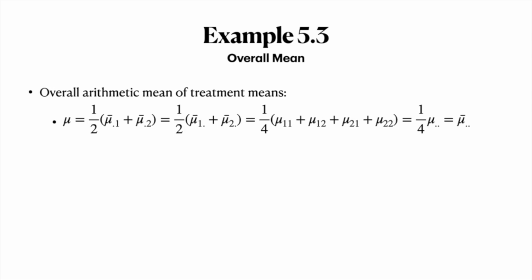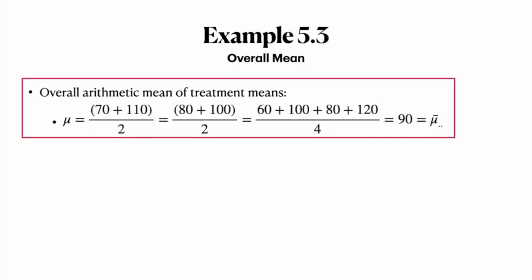We can calculate it as the arithmetic mean of the column means. We can calculate it as the arithmetic mean of the row means. And we can calculate it as the arithmetic mean of the individual treatment combination means. And any of these approaches will give the same value. And we see here that mu is equal to 90. And again, we can also denote this as mu bar dot dot if we want to emphasize the fact that it's the arithmetic mean of the treatment combination means.